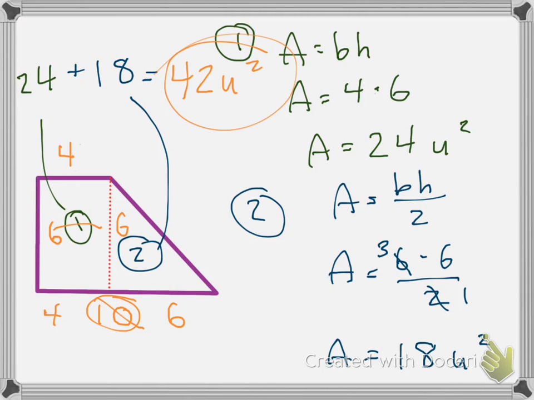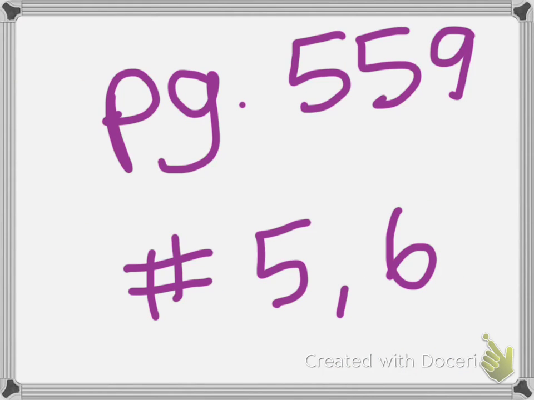Okay. So what you're going to do now is, with a partner, decompose two trapezoids just like I did and use the area formula for a parallelogram and a triangle to find the area of the trapezoid. So try page 559, numbers 5 and 6. Good luck to you.